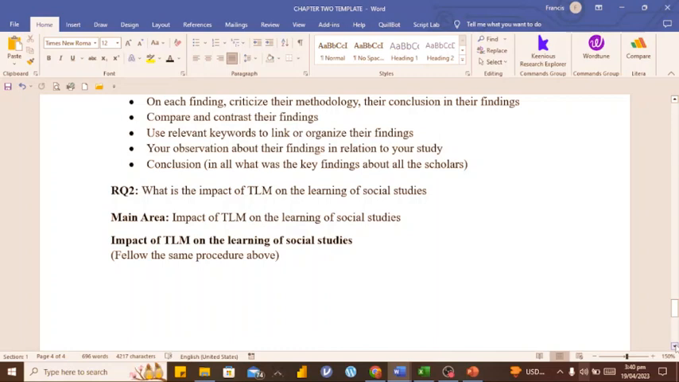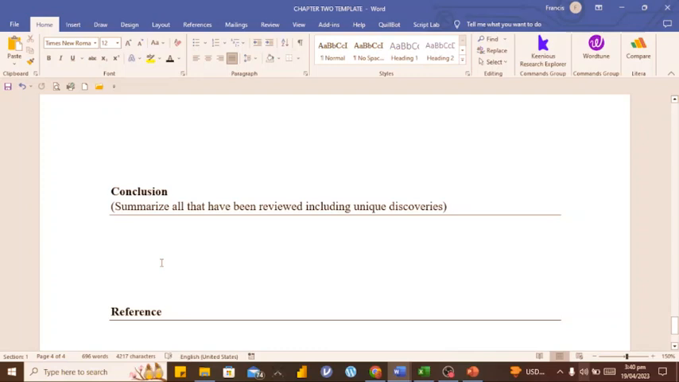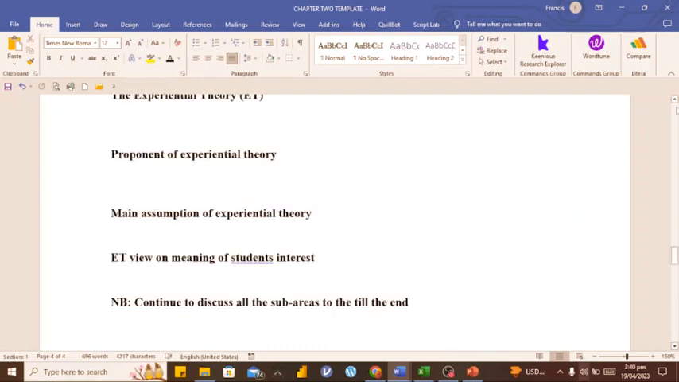If your research questions are 3, then from that you come to a conclusion. Then you summarize all that you have reviewed, including unique discoveries that you have seen. Then the last one is that you come to your references. So this is how we go about a literature review, and I hope this one helped.